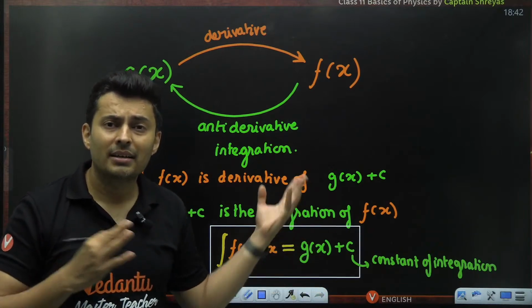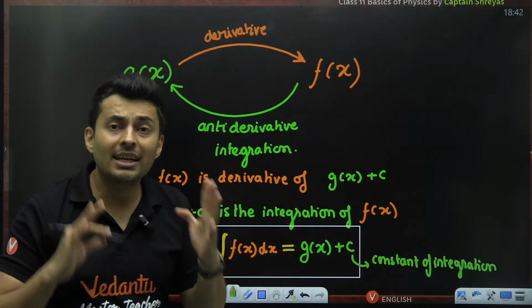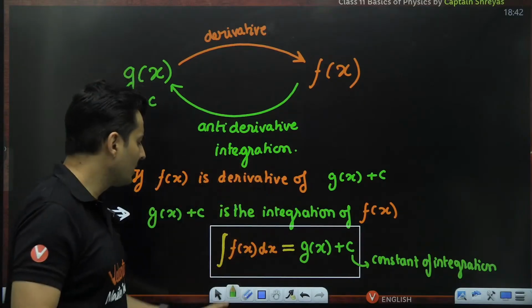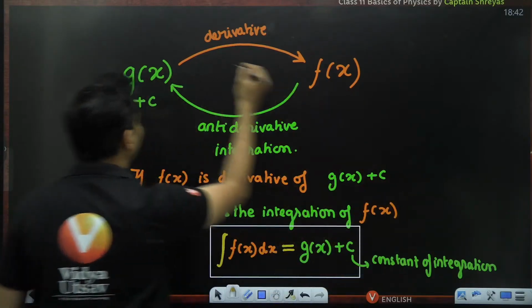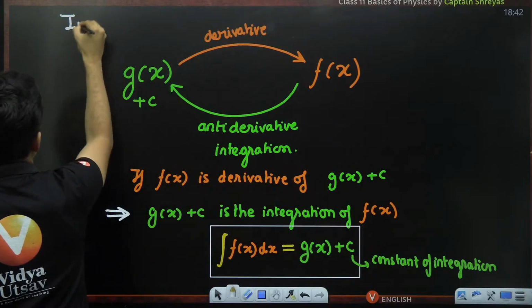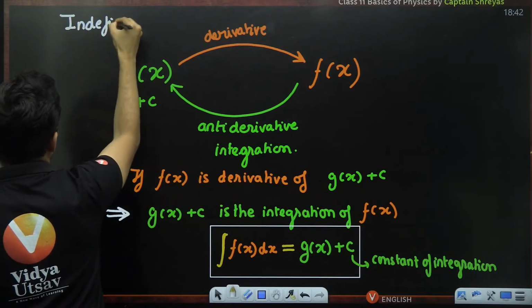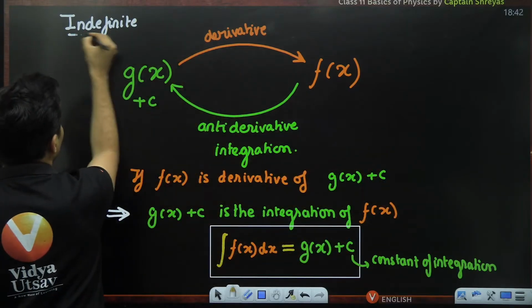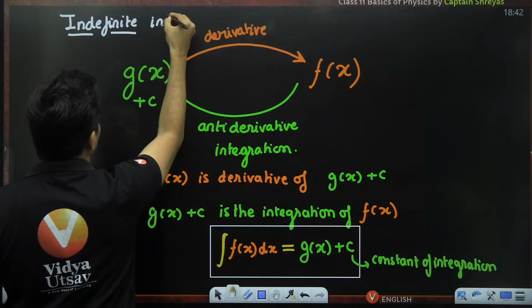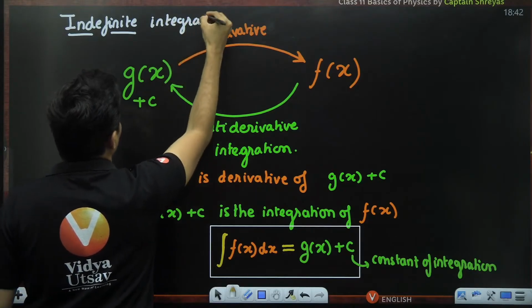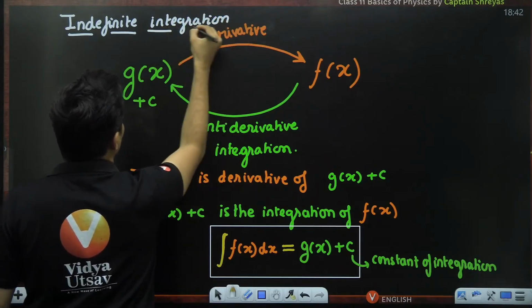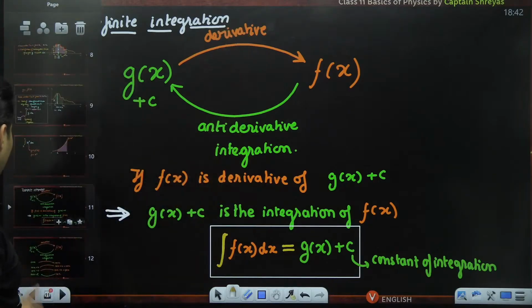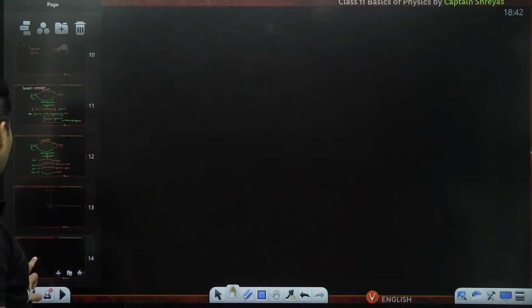So we call this process indefinite integration. Indefinite, not defined. c is not known. So indefinite, I'm not sure. Indefinite integration. Let me give you a simple example of this, guys.